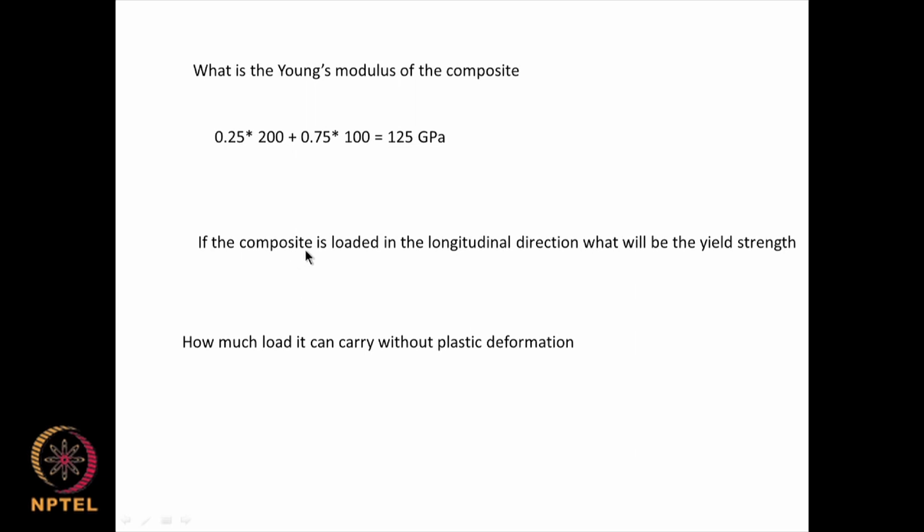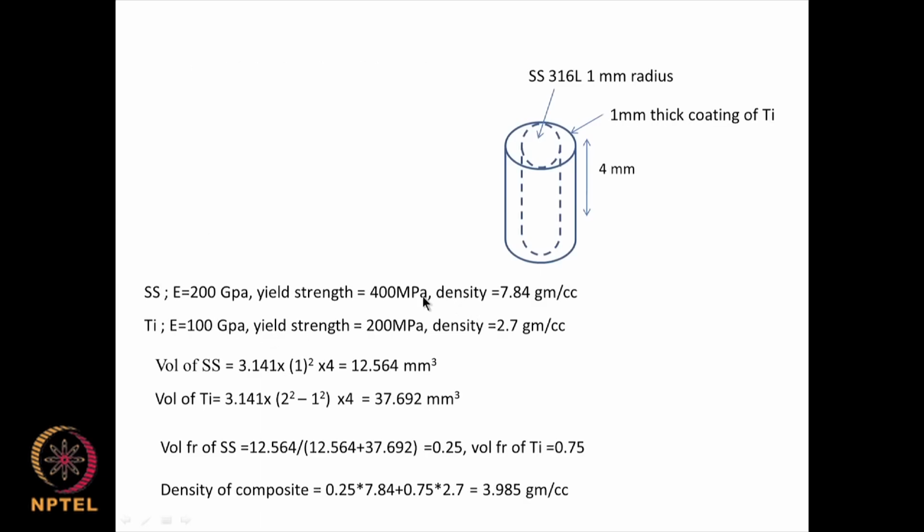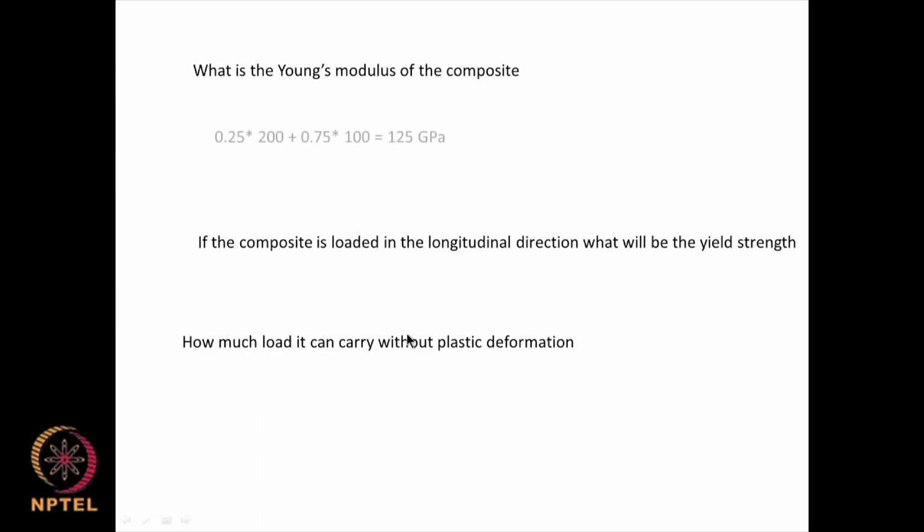If the composite is loaded in the longitudinal direction, what will be the yield strength? Again, we know the yield strength: it is 400 and 200. We can use the same type of mixture rule, 0.25 into 400 plus 0.75 into 200, that is 250.